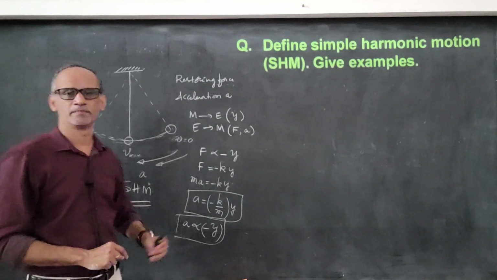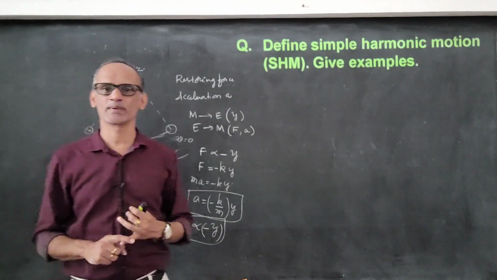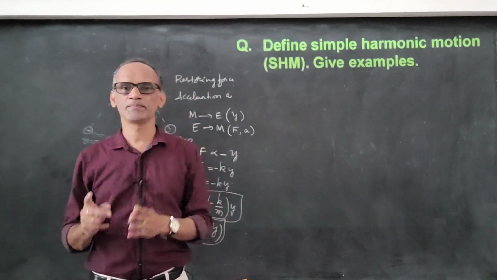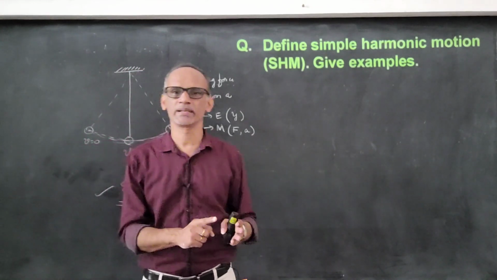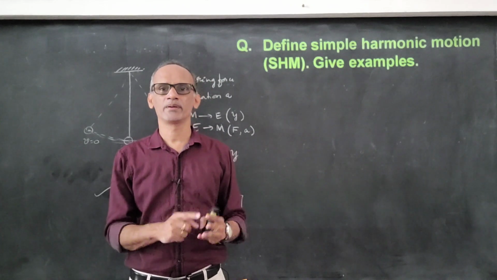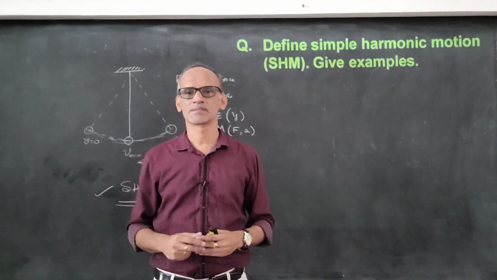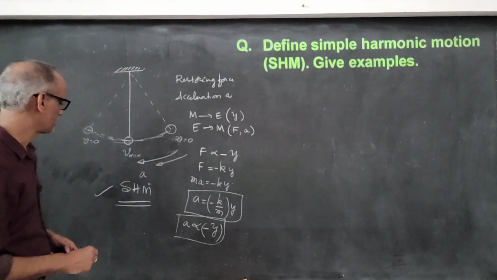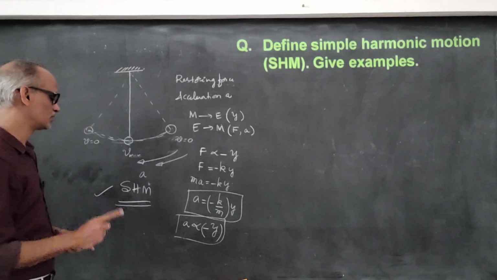Oscillation of a simple pendulum. Yes, it is both periodic as well as simple harmonic motion. So all simple harmonic motions are periodic in nature, but all periodic motions are not simple harmonic in nature. That is the definition you need to remember.